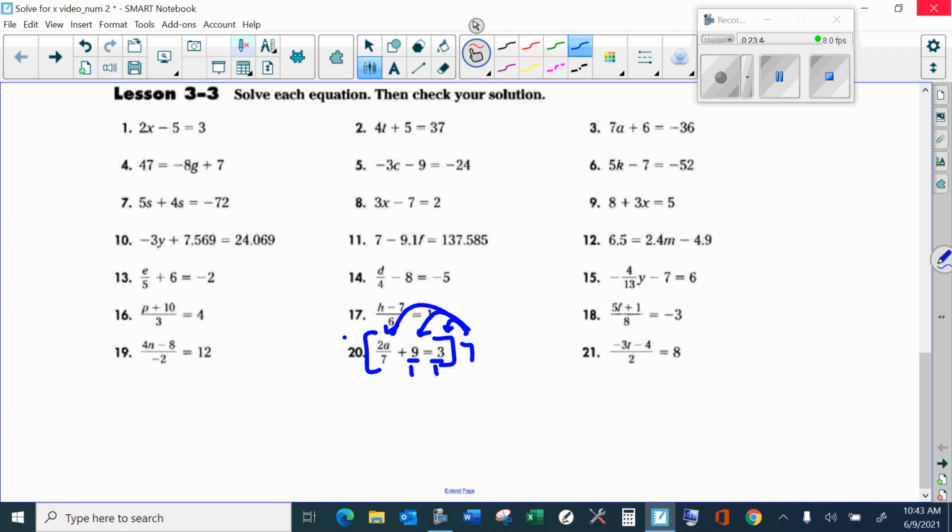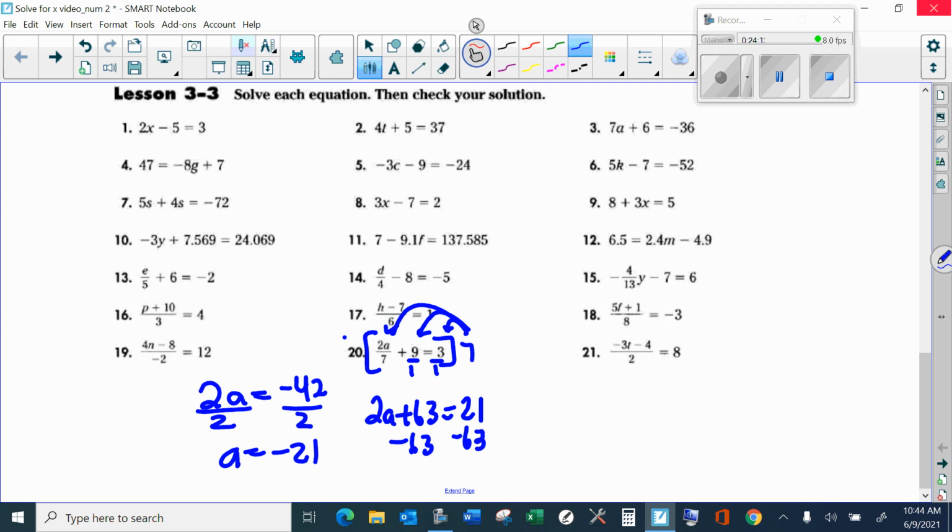Okay, so I have 7 divided by 7 is 1, times 2a is 2a. 7 times 9 is 63. And 7 times 3 is 21. The coefficient of the a is positive, so I'm going to leave the a on the left side. That means I'm subtracting the 63 across. Now I have 2a equals negative 42. The last step, divide by 2. a equals negative 21. Okay, so that's how you can deal with those.